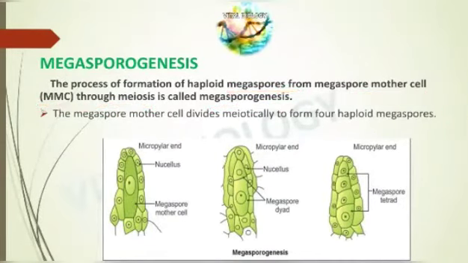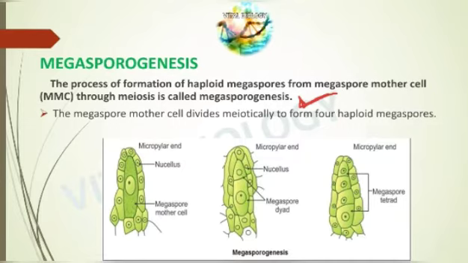I'll repeat it again. The process of formation of the haploid megaspores from the megaspore mother cell, that is MMC, through meiosis, is called megasporogenesis. For the formation of haploid megaspores, there is a need for the megaspore mother cell, right? So that is MMC, with the help of meiosis, and that is called megasporogenesis.